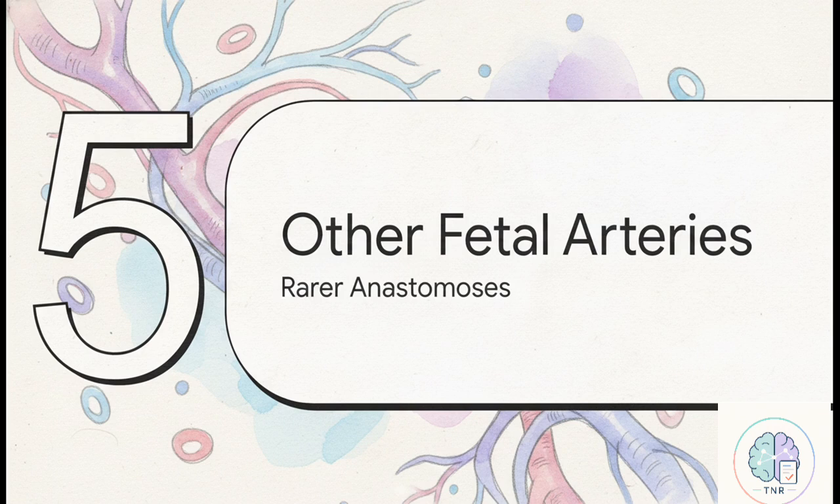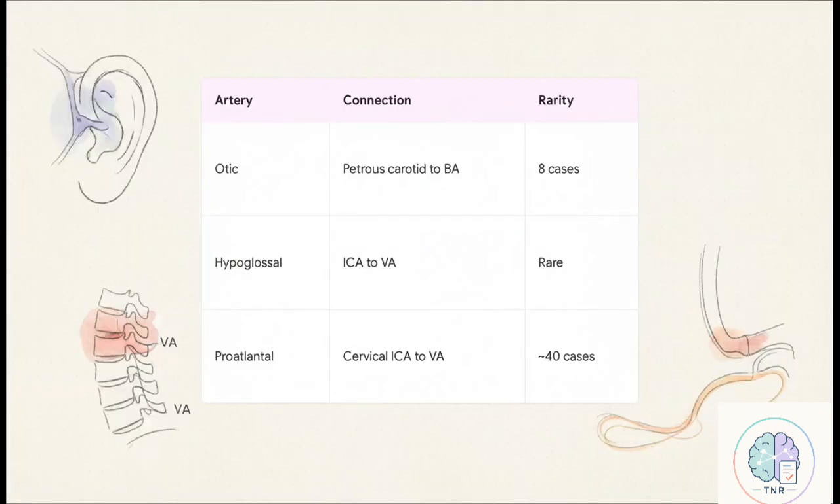Finally, wrapping up with Section 5, Other Persistent Fetal Arteries. To ensure absolutely no stone is left unturned today and that your foundational knowledge is bulletproof, this matrix perfectly summarizes those remaining rarer variants. First up, the otic artery. It connects the petrous carotid to the basilar artery by passing directly through the internal auditory canal. Since it's the very first to involute in utero, it is the absolute rarest one to persist. We're talking only about 8 cases ever reported.